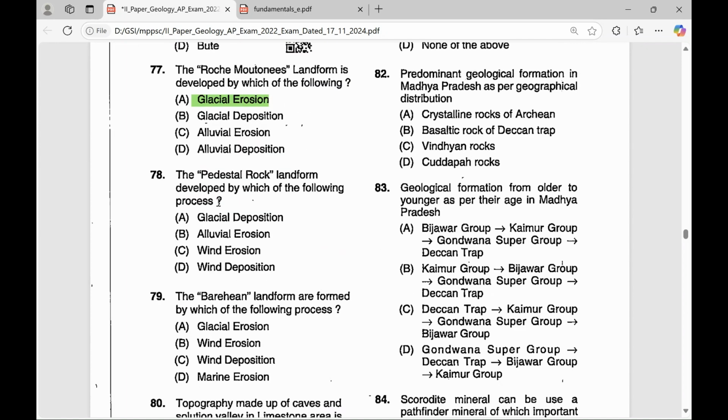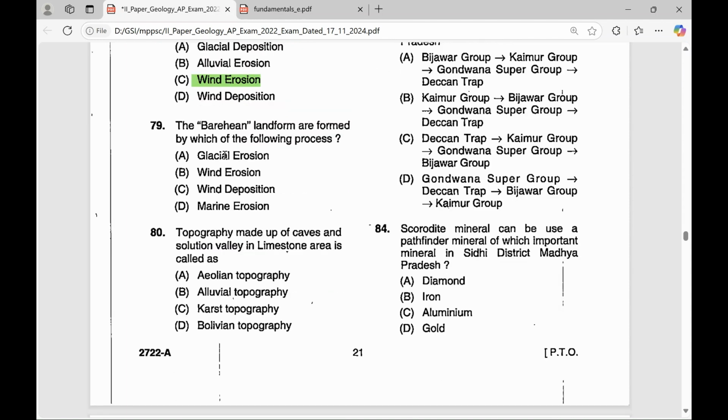Okay. Next, the pedestal rock landform is developed by which of the following processes? Options are glacial deposition, alluvial erosion, wind deposition. Try to answer this within 5 seconds. I think the right answer will be wind erosion, right? Next, the Barkhan landform is produced by which of the following processes? Barkhan, you know, is formed by wind erosion, right?